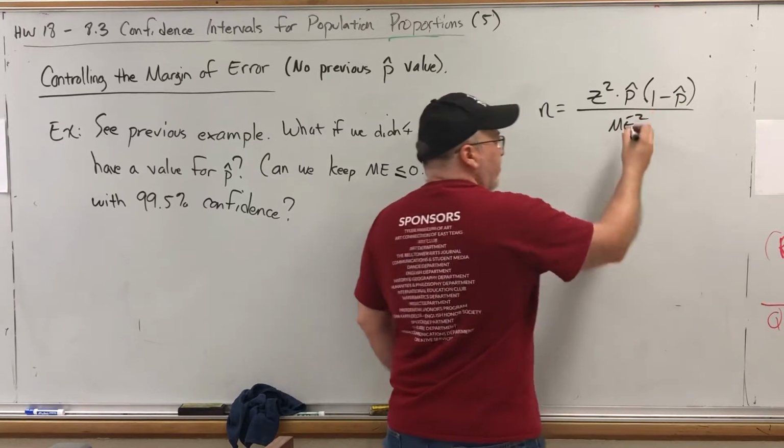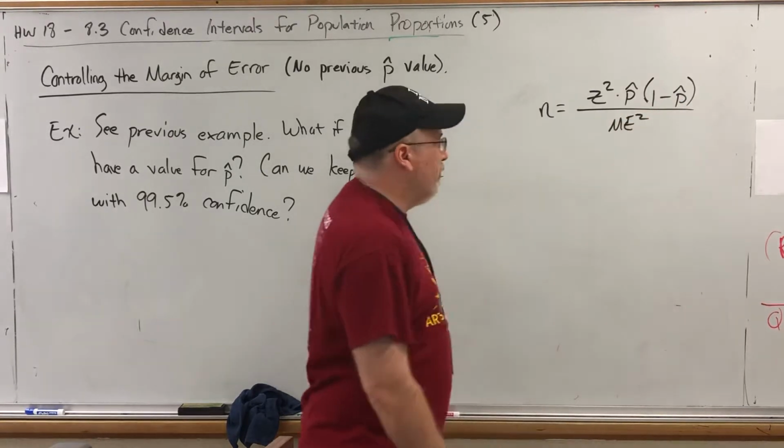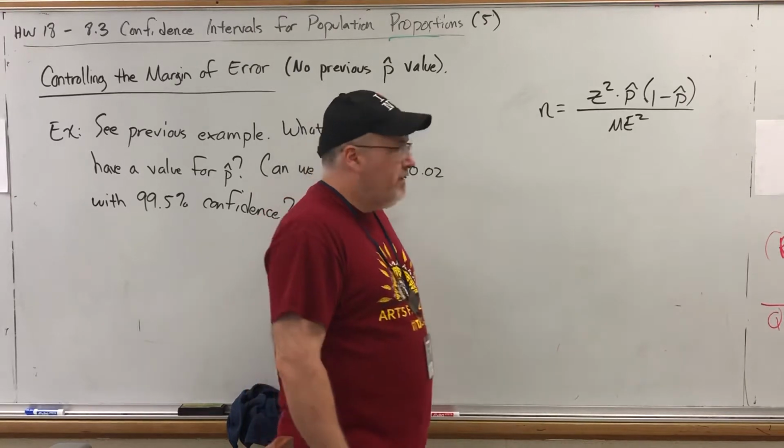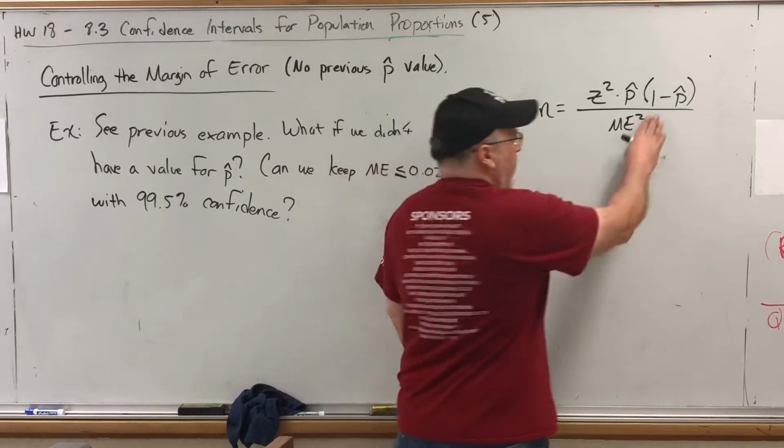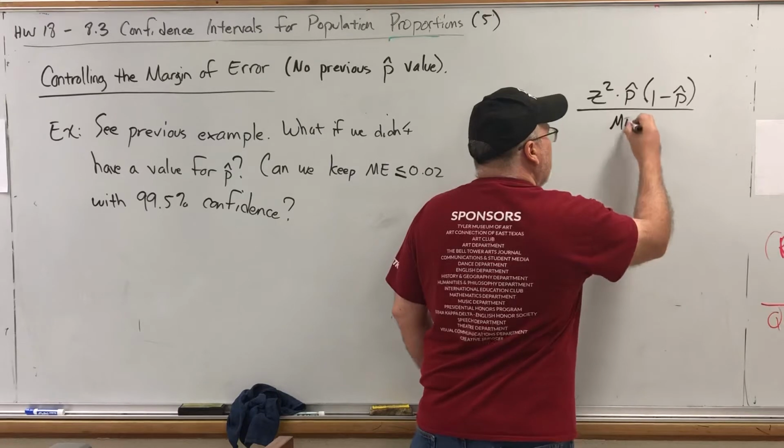You square the z on top, you multiply it times p hat, you multiply that times 1 minus p hat. And on the bottom, you square the margin of error. That just doesn't look good to me. It's better.